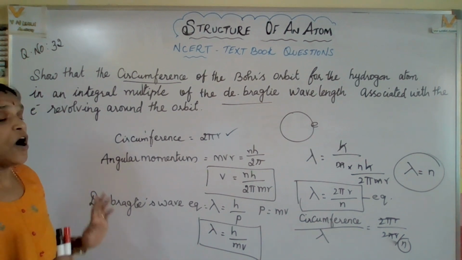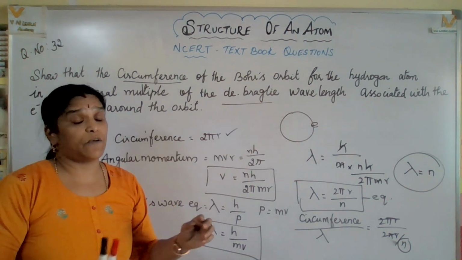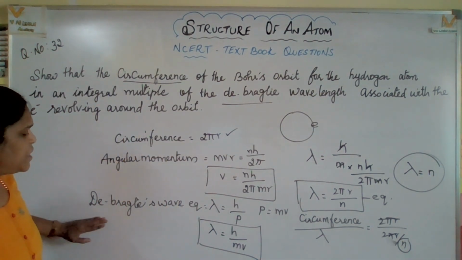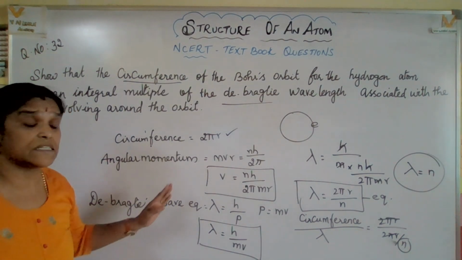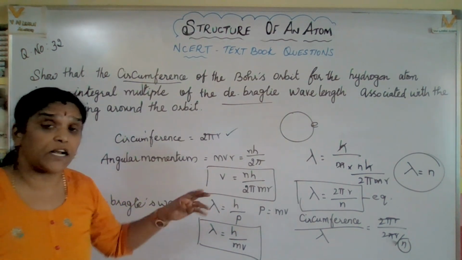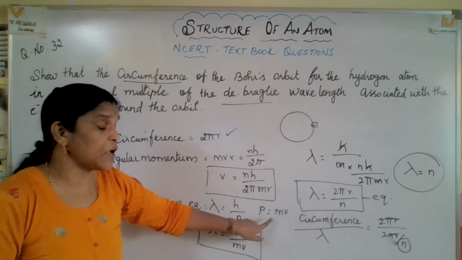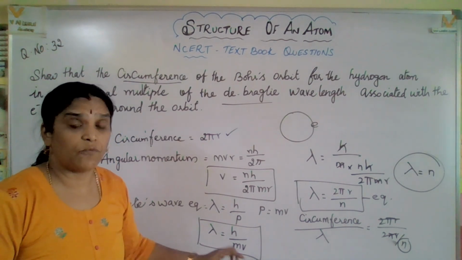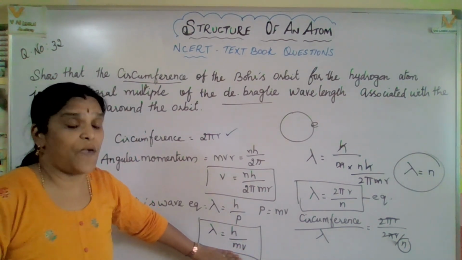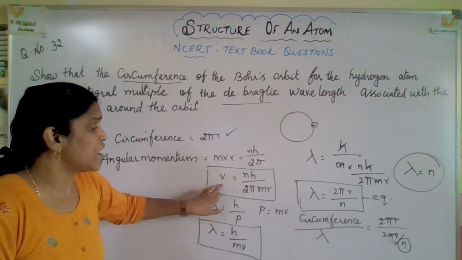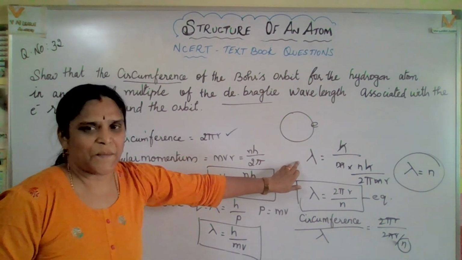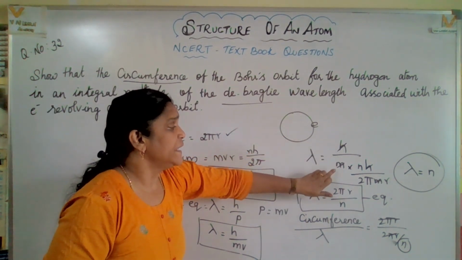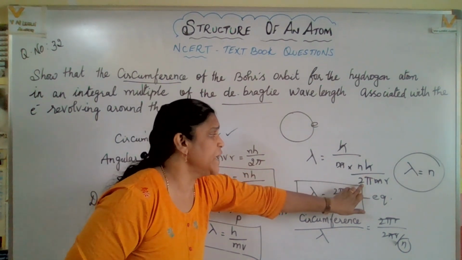Now, according to de Broglie's wavelength, we are mentioning the associated wavelength. So de Broglie's wave equation we are bringing here. That is lambda equal to h by p. What is p? Momentum. So p equals mv. Lambda is equal to h by mv. Yes, fine. So in this wavelength, the v value we received, we are applying. So lambda is equal to h by m into nh by 2 pi mr.